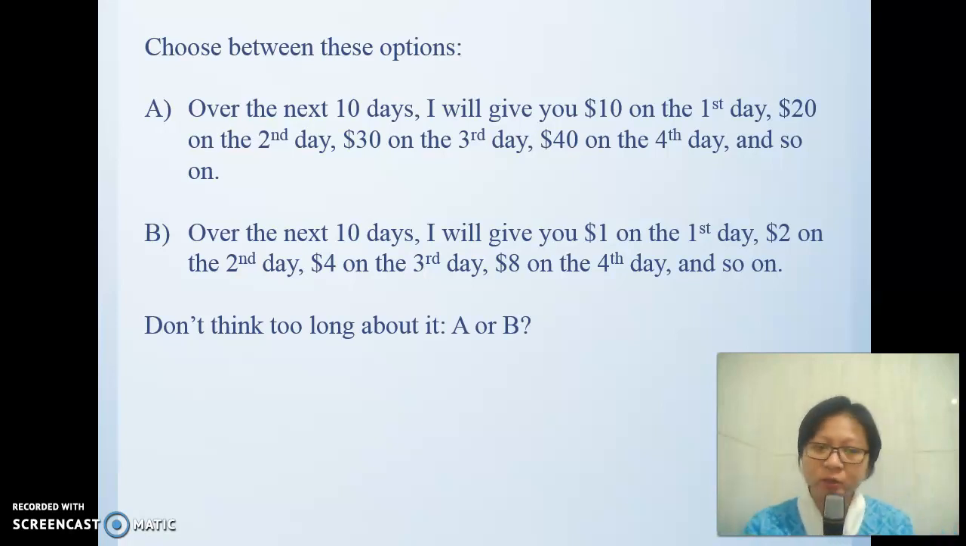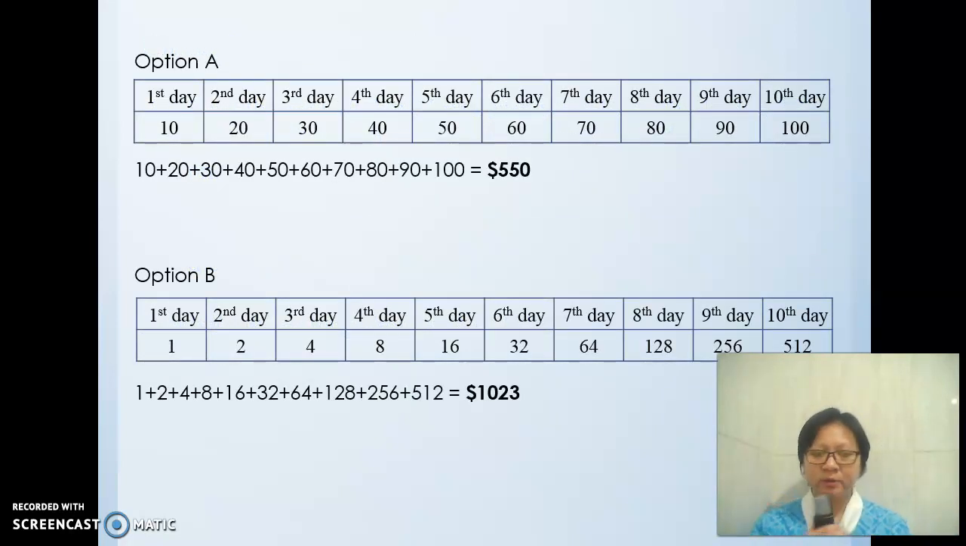Okay, let's take a look at the difference between the two options here. If you choose option A, at the end of the 10th day, you are going to gain $550. If you choose option B, at the end of the 10th day, you are going to gain $1,023.